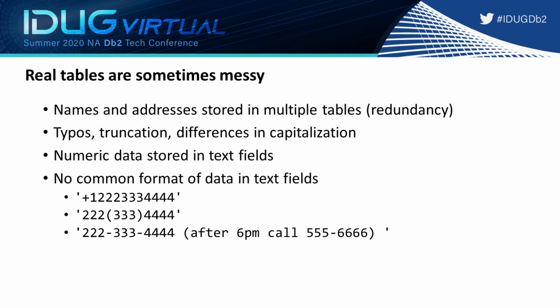Then we have things like typos. They happen. The same name can be stored in two different columns and it can be spelled slightly differently. It just happens.